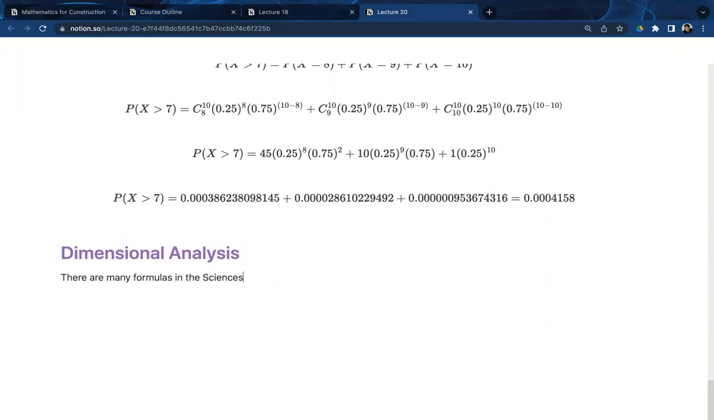So you have many formulas in the sciences, right? All kinds of formulas. Particularly in physics, you would see several formulas. Formulas always contain, well, I would say 3 or more. We could say 2 or more quantities. Right?